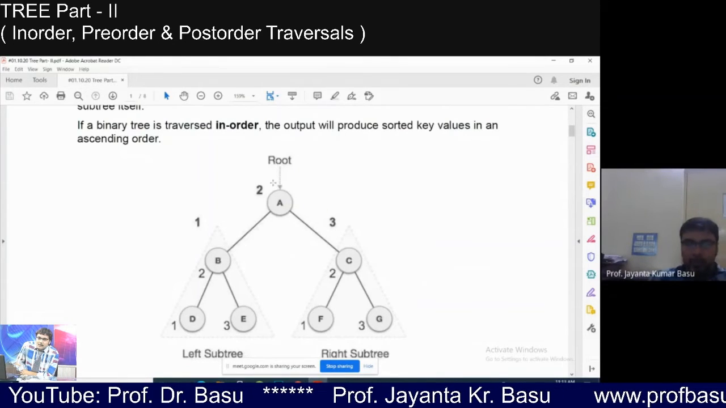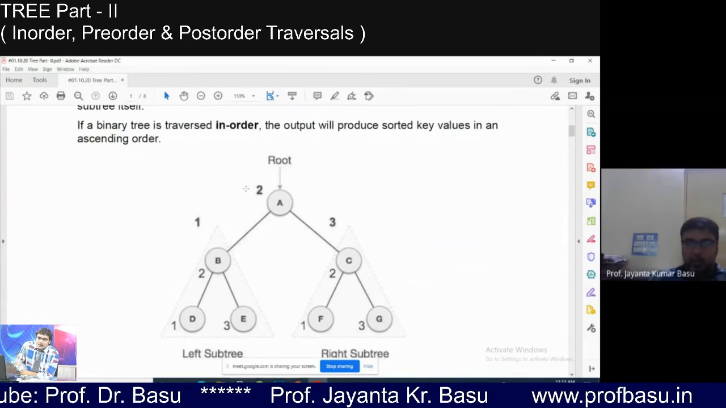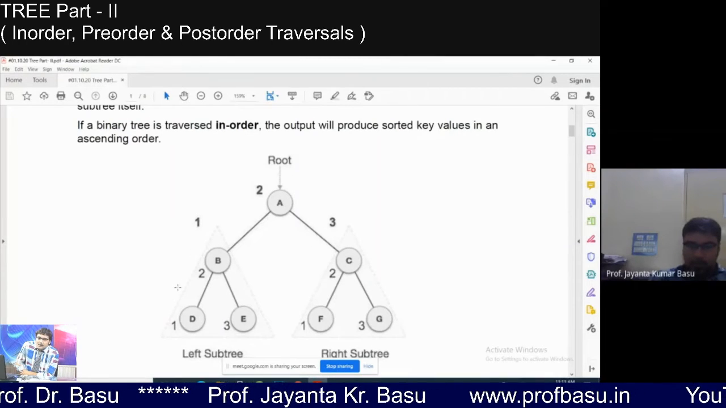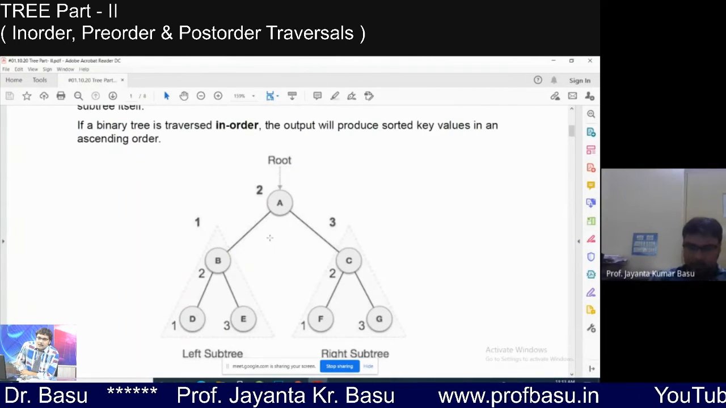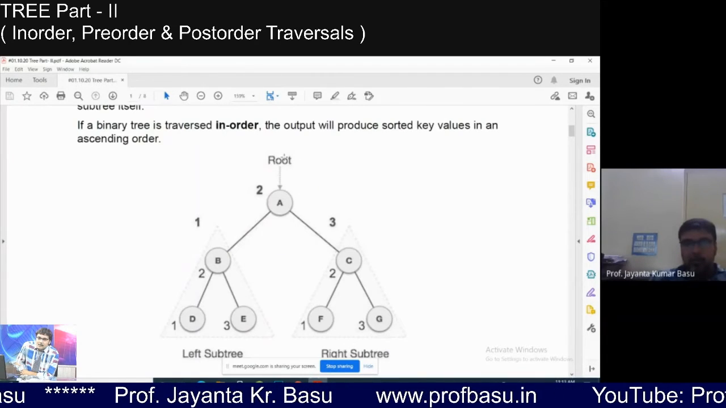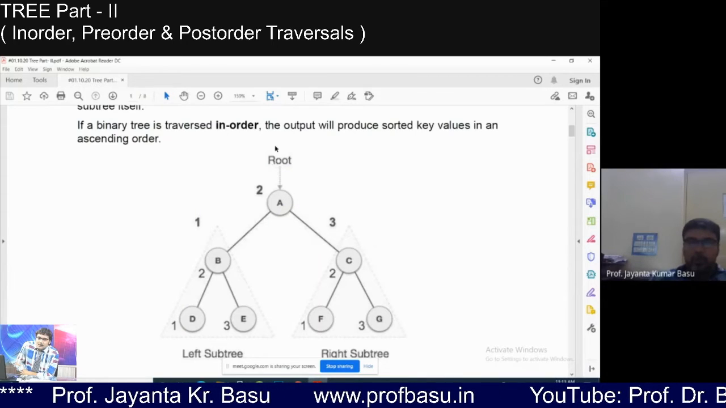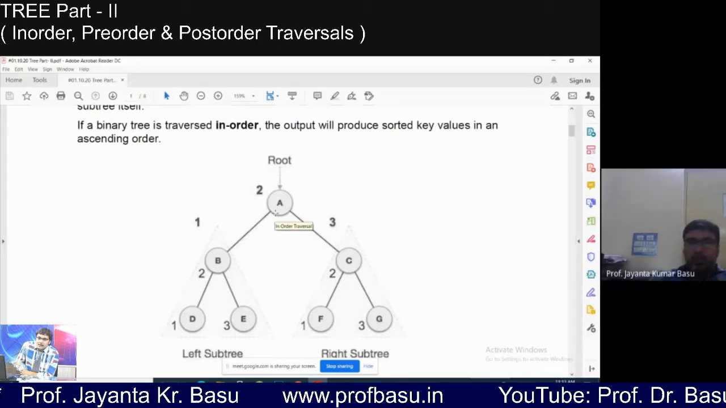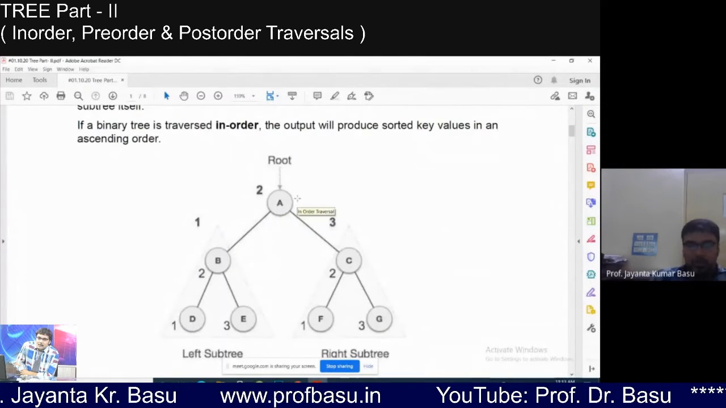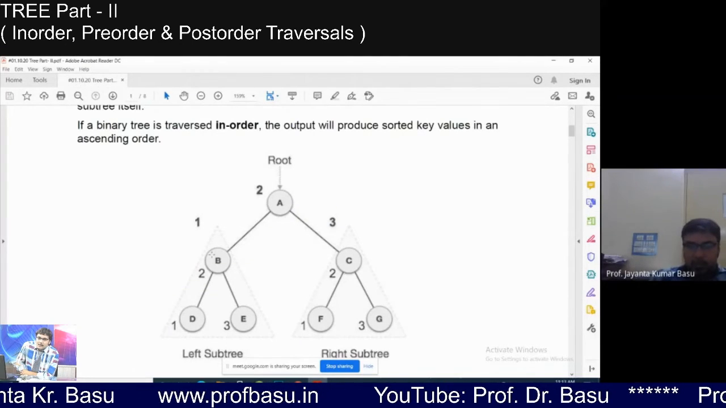move maintaining this order: left, root, right. First you have to traverse the left part, then root, then right. And always you have to start traversing from the root. So when you start traversing in the in-order way, you will get this root, no, discard it. You have to come to the left side. So the left side is here.